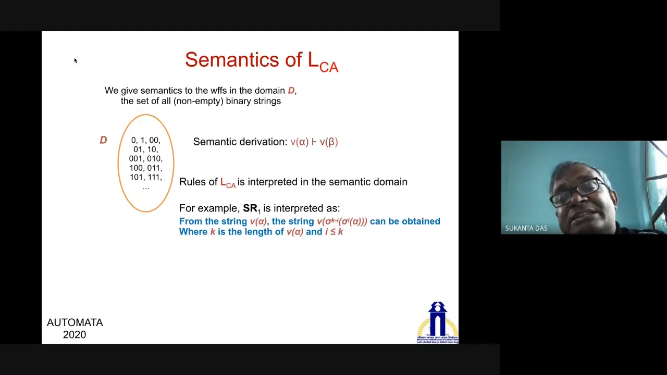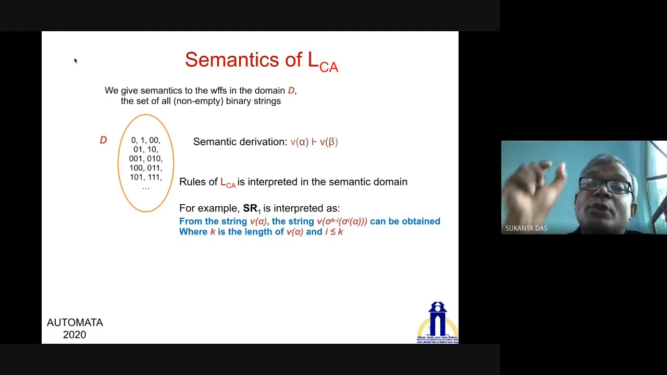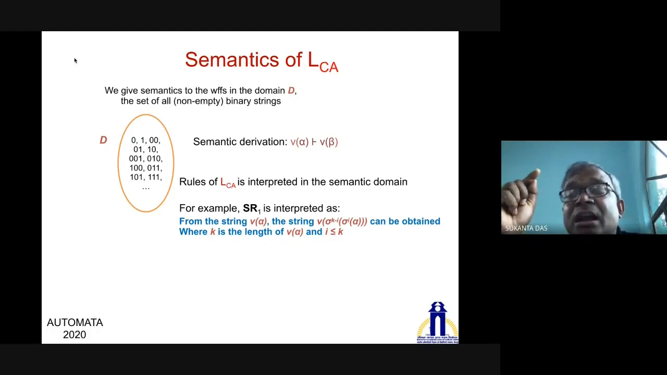If you take SR1, SR1 means from the string V alpha, it is a string, no? When I put V of something alpha, then it becomes a binary string. So SR1 was: from alpha, I can get alpha to the power k minus i and alpha to the power i alpha.